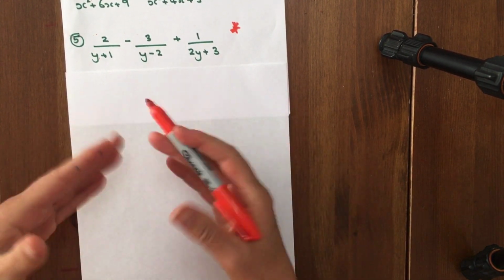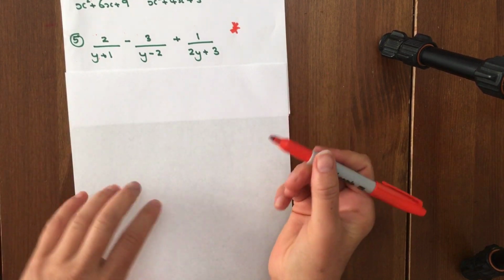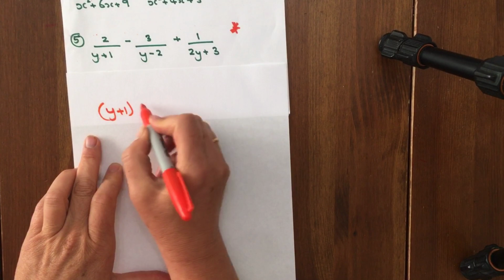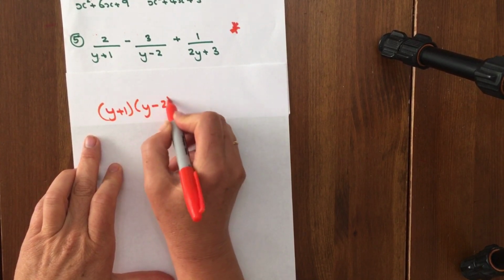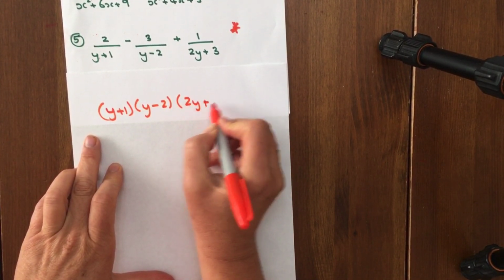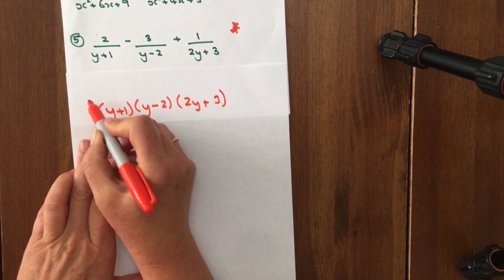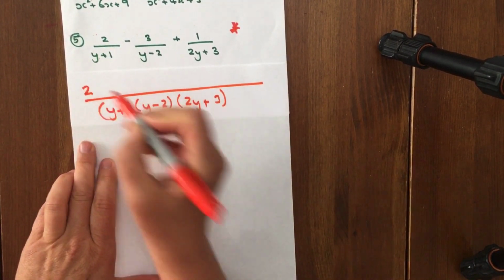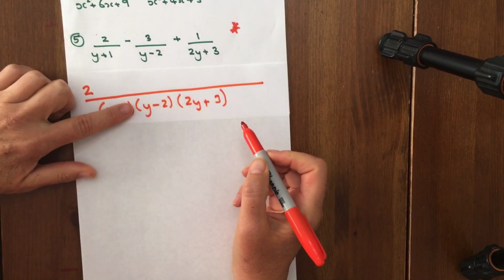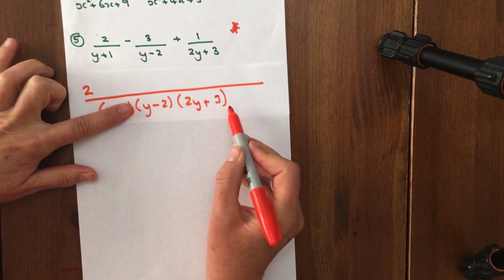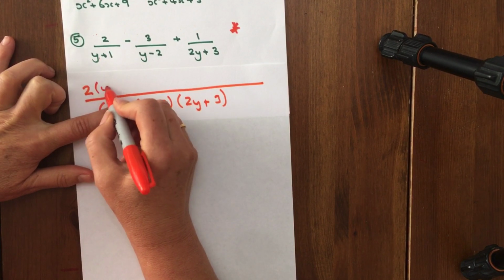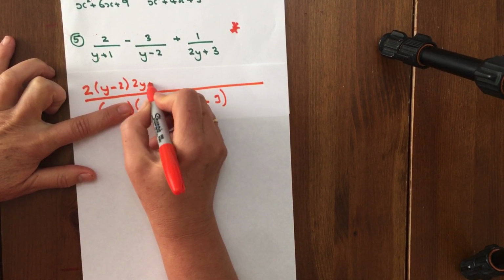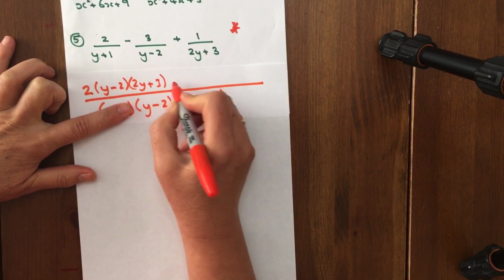Okay, so this is exactly the same method. I've just got 3 linear factors. So I've got y plus 1, y minus 2, and 2y plus 3. So exactly the same method. What do I have on the top? Well, I've got 2 lots of, well, y plus 1, if I cover that up, what have I got left to go into my denominator? Y minus 2 lots of 2y plus 3.